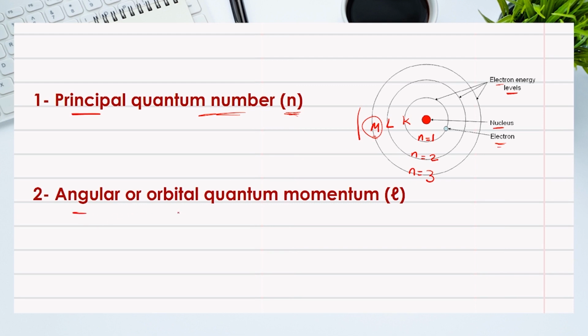The angular or orbital quantum number, which we give the symbol L, is a quantum number that we use to know how many subshells we have. Each of those shells is actually divided into subshells, and the number of the subshells is what we call the angular or orbital quantum momentum number. The value of L is equal to 0 to n minus 1.